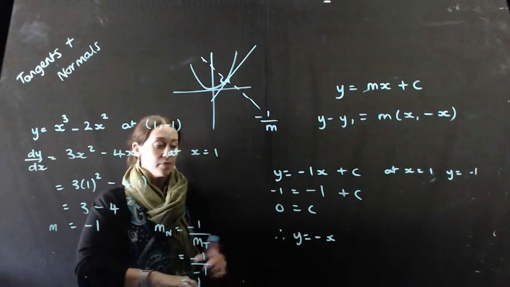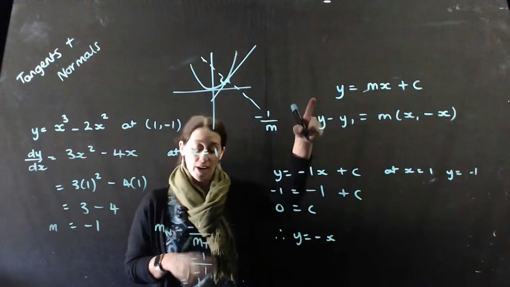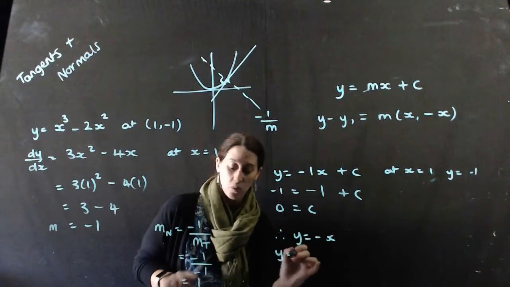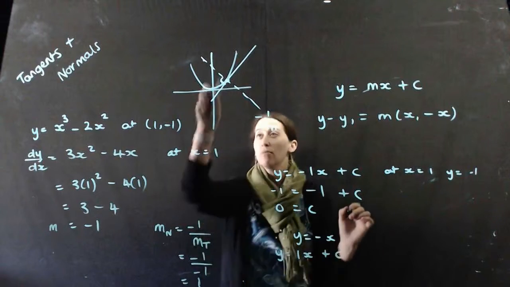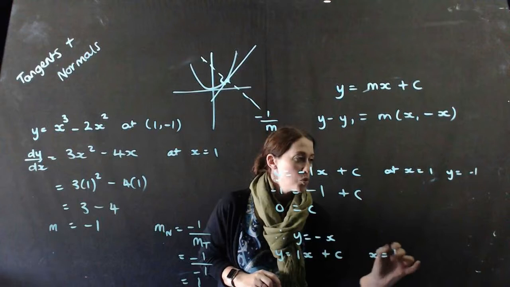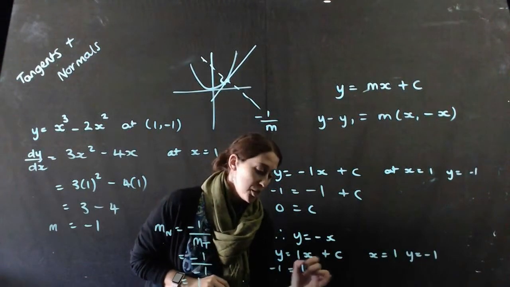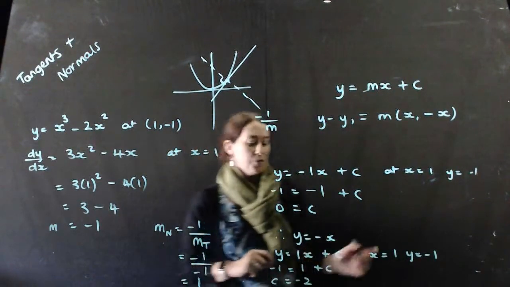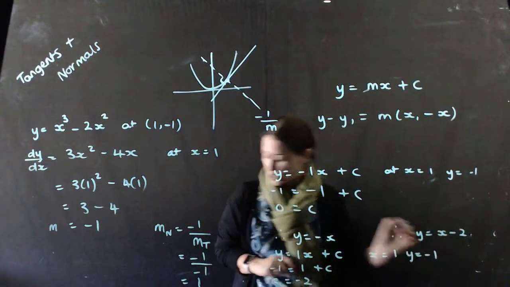Now I'm going to follow the same method to find the equation of the normal. It's still a straight line following the rule y equals mx plus c. So let's go y equals 1x, or just x, plus c, and use the same point, because remember that coordinate goes through the normal as well. So at x equals 1 and y equals -1, we get 1 times 1, which is 1, plus c. Subtracting that, c is -2. Therefore, our equation of the normal is y equals x minus 2.